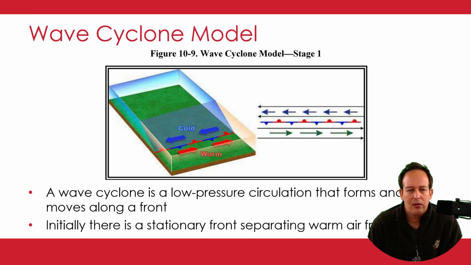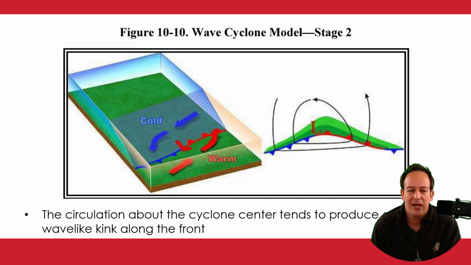So a wave cyclone is a low pressure circulation that forms and moves along a front. Initially, there's a stationary front separating warm air from colder air. The circulation about the cyclone's center tends to produce a wave-like kink along the front.